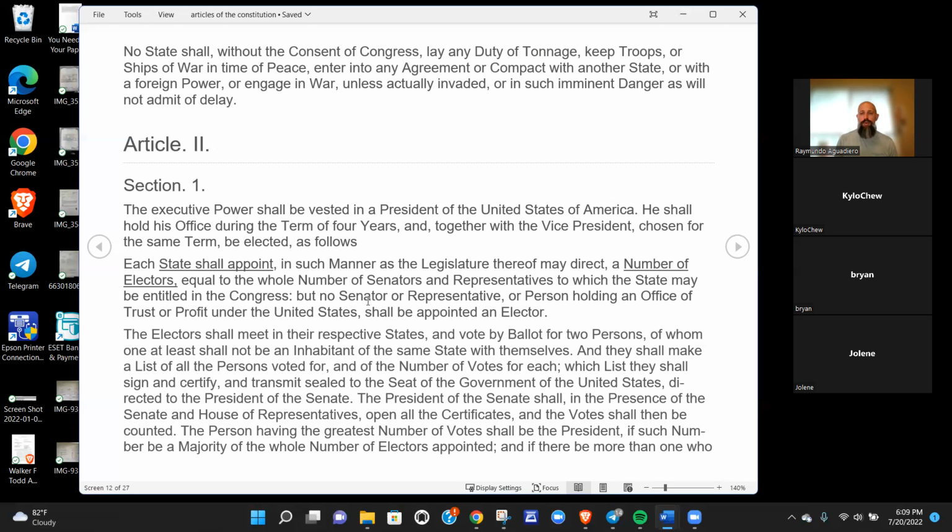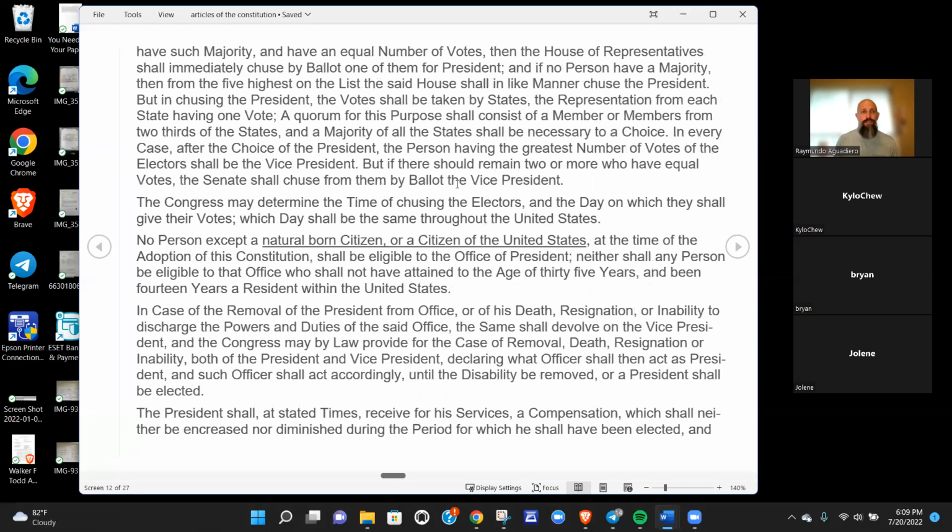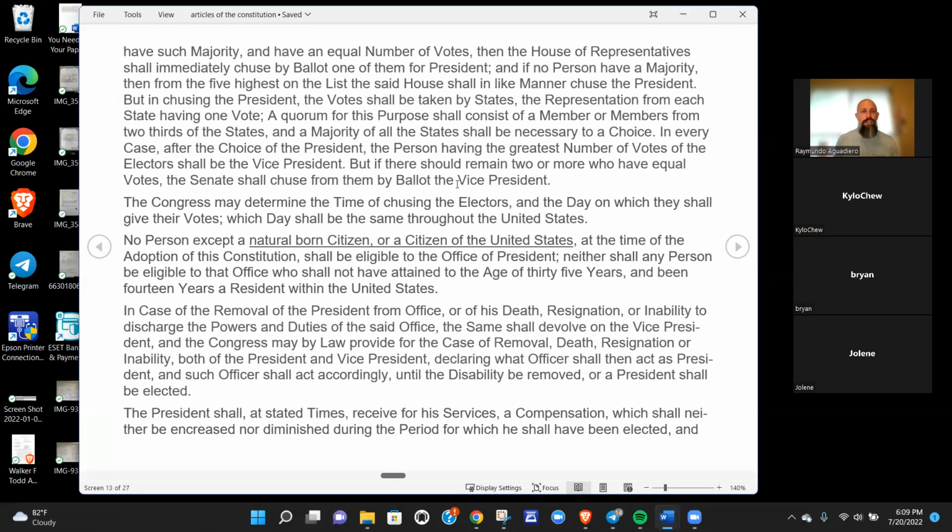The person having the greatest number of votes shall be the president, if such number be a majority of the whole number of electors appointed. And if there be more than one who have such majority and have an equal number of votes, then the House of Representatives shall immediately choose by ballot one of them for president. And if no person have a majority, then from the five highest on the list the said house shall in like manner choose the president.